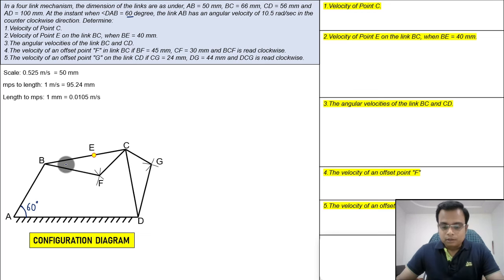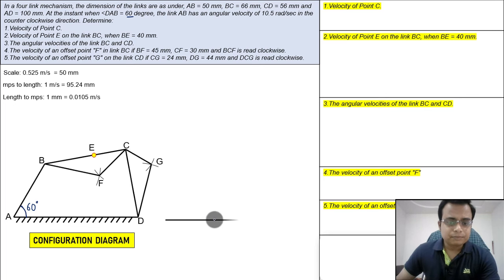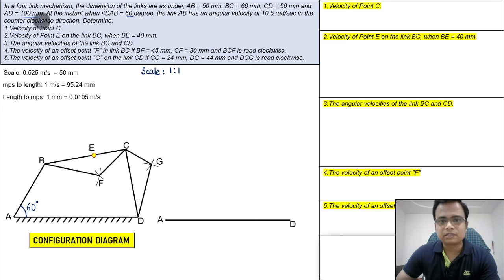So here we go. Initially, I'm going to draw this, and this is nothing but AD. AD has been given to us, and that is going to be 100 millimeters. Now for this configuration diagram also, you can take a scale. The scale that I have taken is the full scale, 1:1. Don't worry, these dimensions are such that they will fit in properly and take very little space in an A4 size piece of paper. These dimensions are very small and very comfortably they'll fit in.